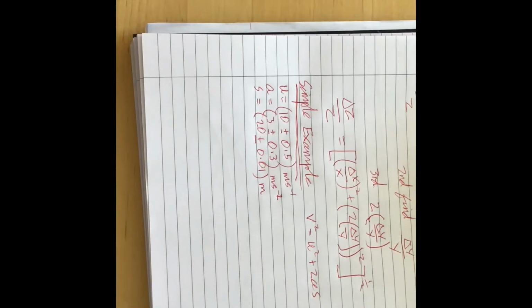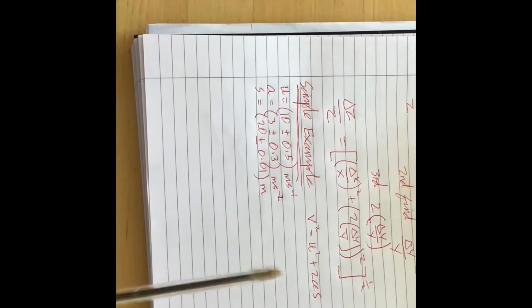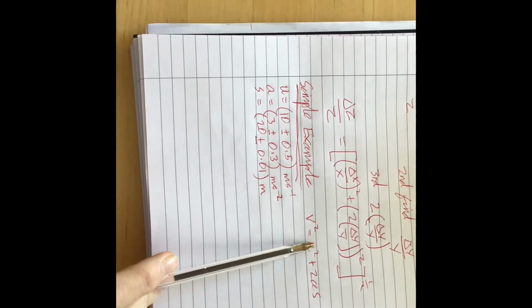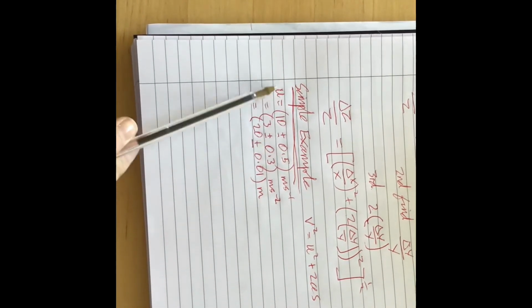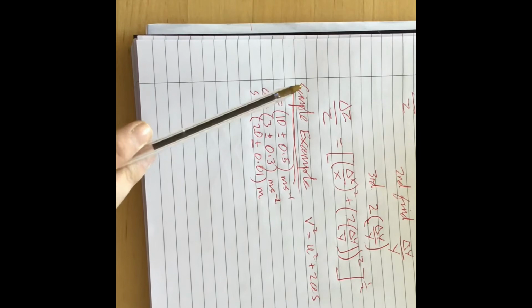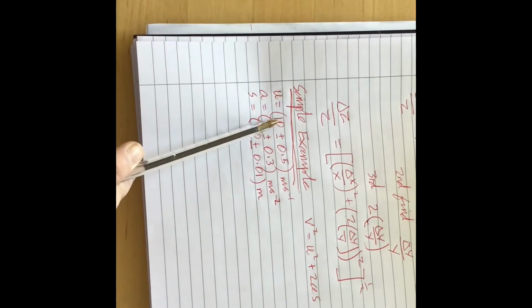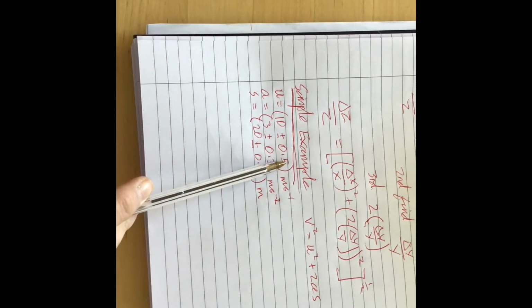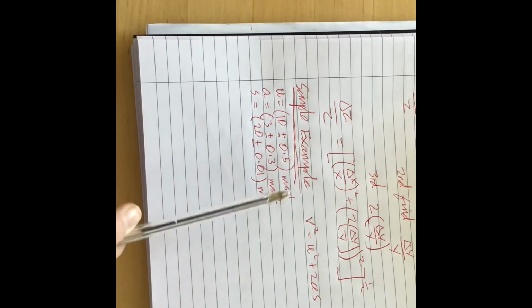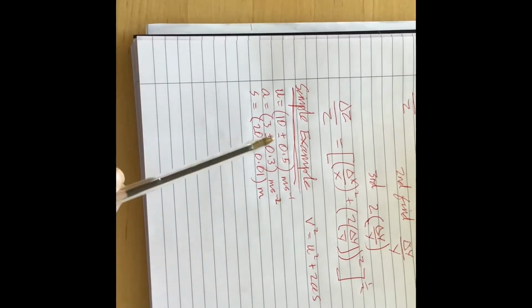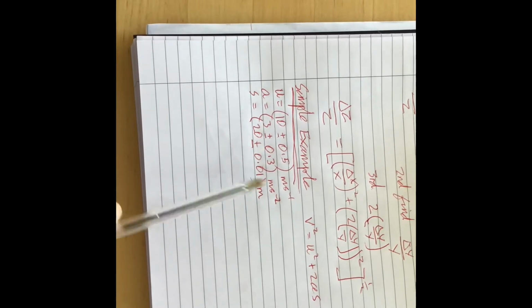So here we've got a relatively simple example. We're going to use our old friends, the equations of motion, v squared equals u squared plus 2as, and simply picking numbers for the purposes of having an example. If we say u is 10 meters per second plus or minus 0.5 meters per second, a is 3 meters per second squared plus or minus 0.3 meters per second squared, and s is 20 plus or minus 0.01 meters.